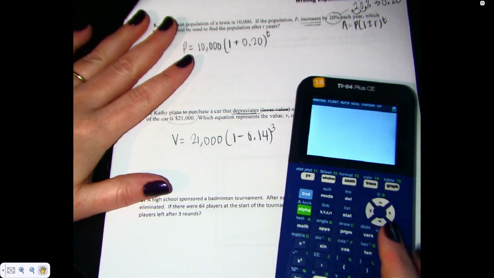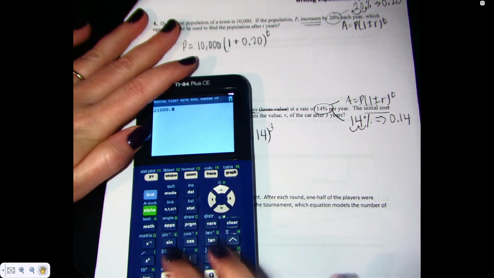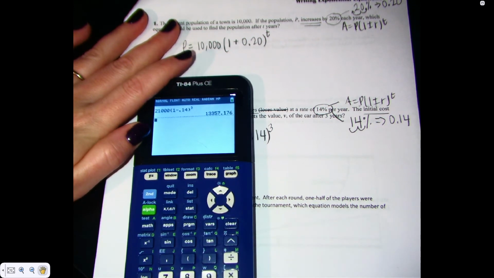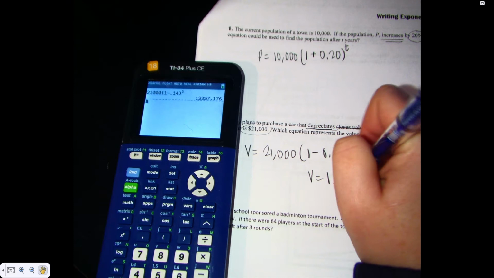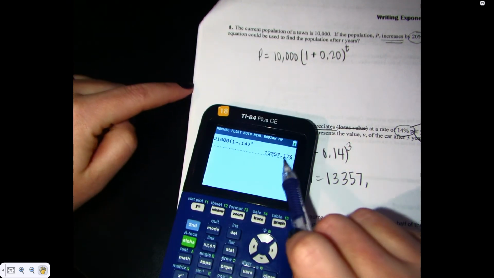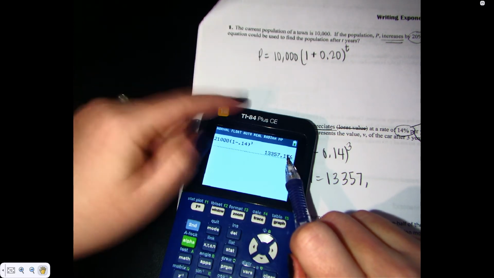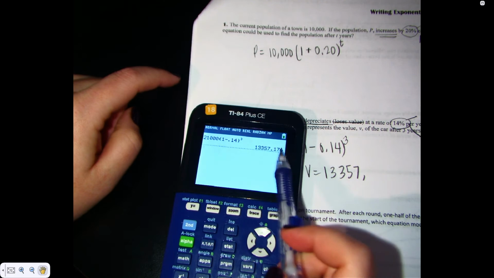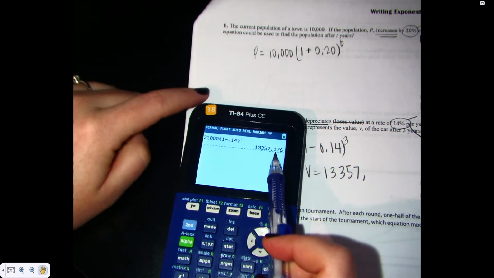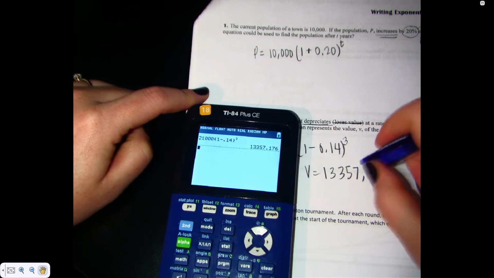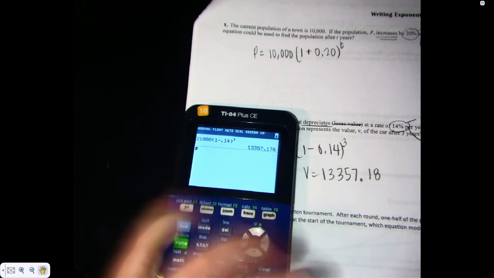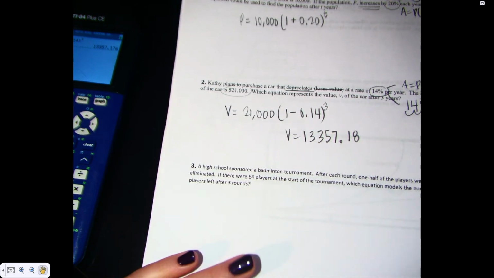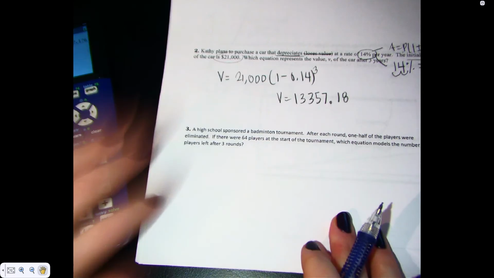Let's look at this value. I start with 21,000, parenthesis 1 minus 0.14, all to the third power. After 3 years, your car value would be $13,357. Notice you don't get 0.176 cents back at the grocery store or the market or wherever you go. You only get like a dime or a quarter, so we're going to round to the second decimal point, to the hundredth. Very valid. Your car value drops a lot. When you get a car, just know that.